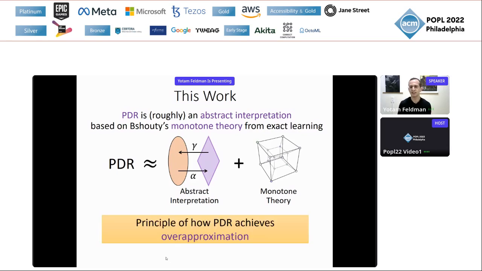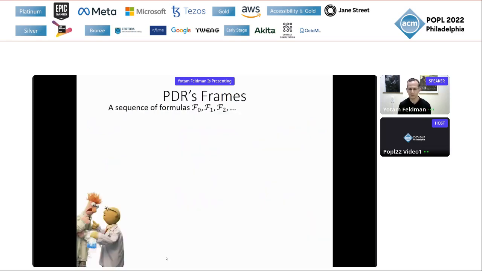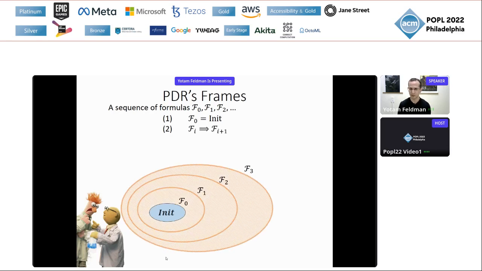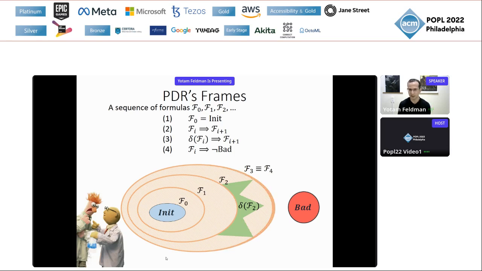And it's significant because it partially answers a very important question about PDR, which is how it is able to overapproximate rather than stick to the set of states that are exactly reachable, a key concern for every invariant inference algorithm. To understand this question and our answer, let's talk about the usual explanation of PDR and its central data structure, the frames. So the frames are a sequence of formulas, or equivalently sets of states, that start from the set of initial states and go monotonically. Each frame contains the previous one. Moreover, each frame contains the post image of the previous one, all the states reachable in one step from the previous frame, but the frames don't include any of the bad states. When this sequence converges, when two frames are equivalent, then these properties ensure that this is an inductive invariant and we're done.